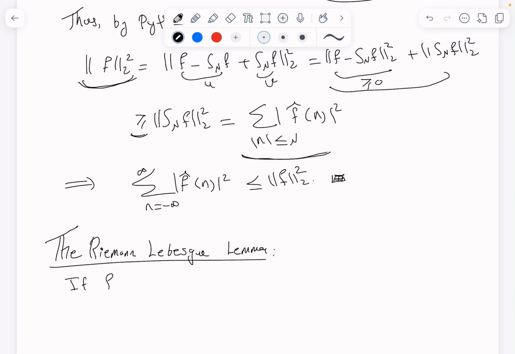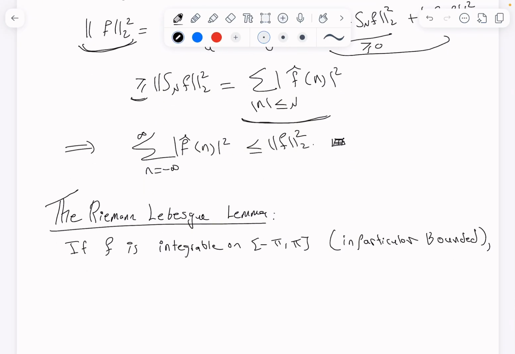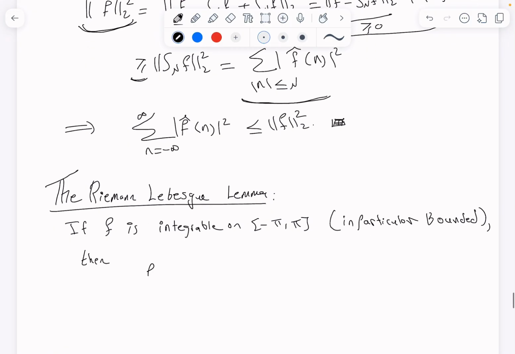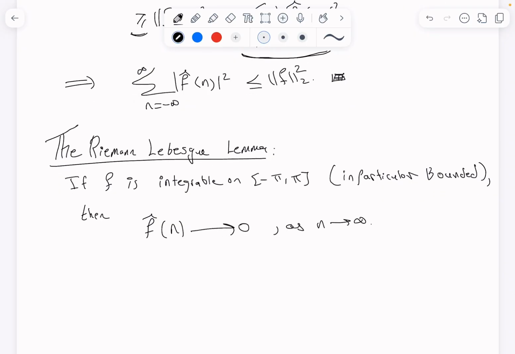if f is integrable on minus pi to pi, we can also think of it as a 2π periodic function, but in particular it's Riemann integrable, so in particular it's bounded on this compact interval, then the nth Fourier coefficient tends to 0 as n tends to infinity. This is a very important lemma that we will see. It has numerous applications. So let's go ahead and give a quick proof of it.